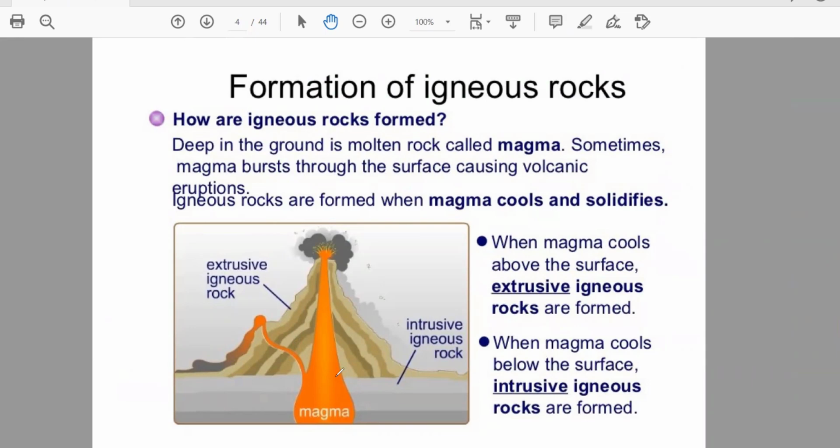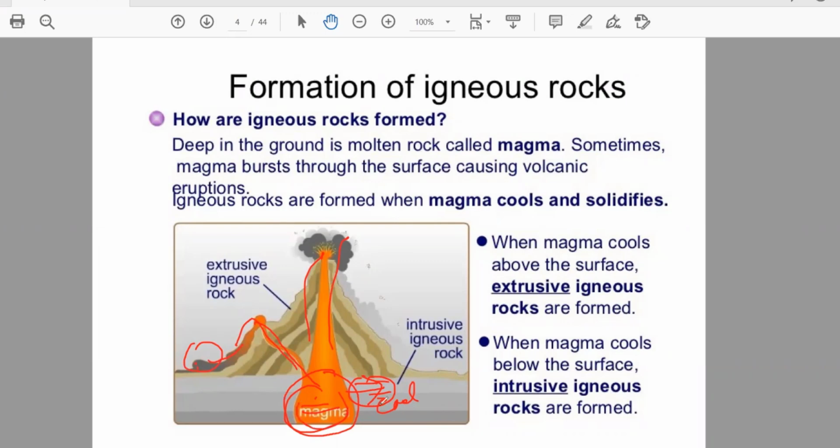For example, here you can see this is the magma, and you can see the molten rocks. When the magma is down there, due to high temperature and pressure, it tries to come out. It doesn't mean that all the magma will come out. Some of the magma will cool down here without coming out. And some of it comes out, and then it cools down.